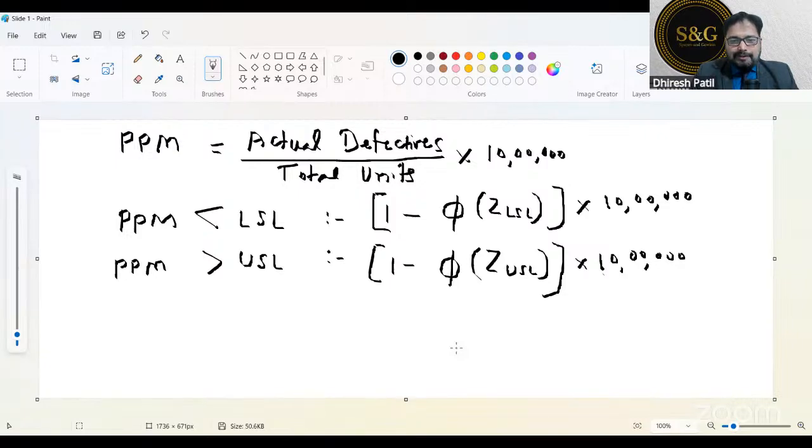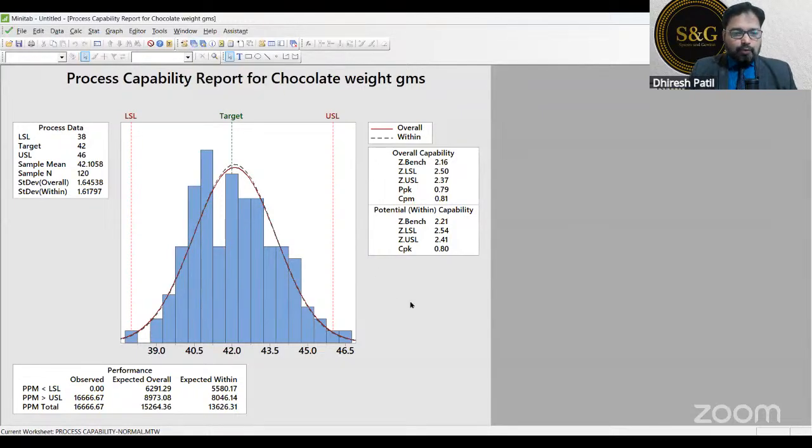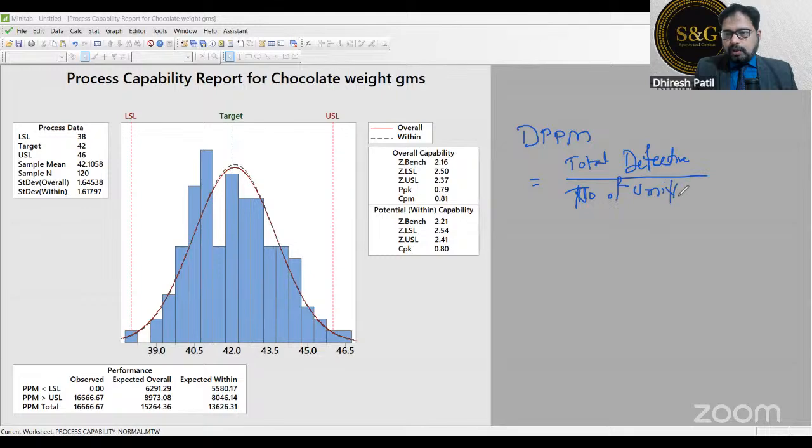Chalo, let's go back to our sample data. Now let's understand this. I'm talking about the table number 3 at the bottom, PPM wala table, performance wala table. Okay. So PPM. What is PPM? PPM is also called as DPPM, which is called defective parts per million. The formula was total defective divided by total number of units into 1 million. This 10 raised to 6 is equal to 1 million.